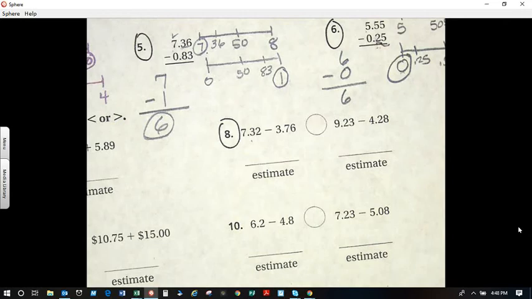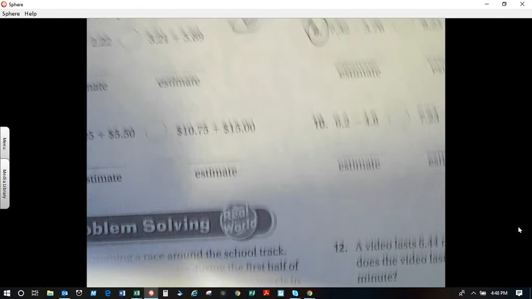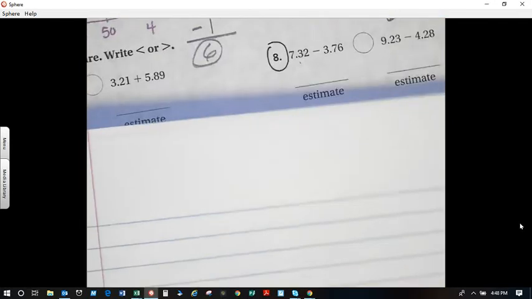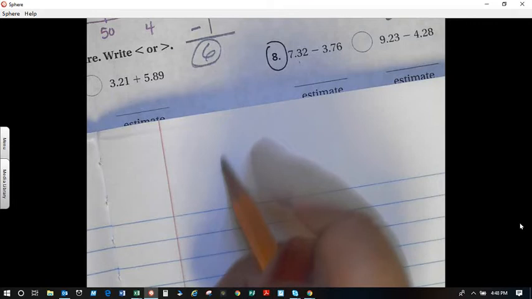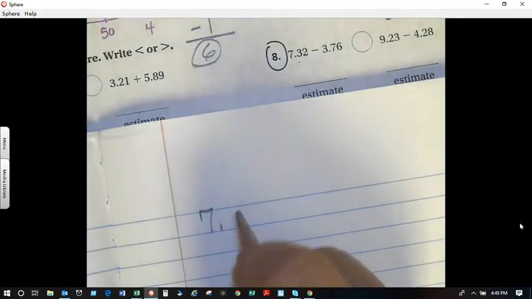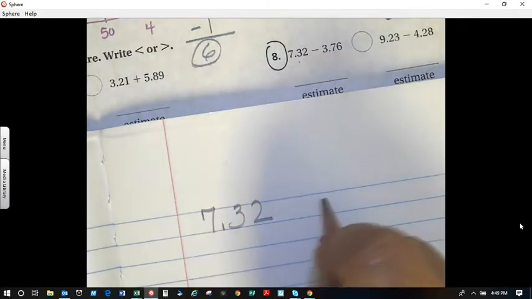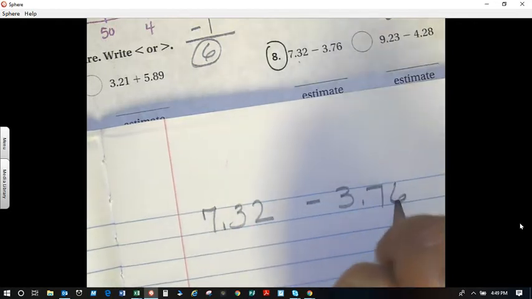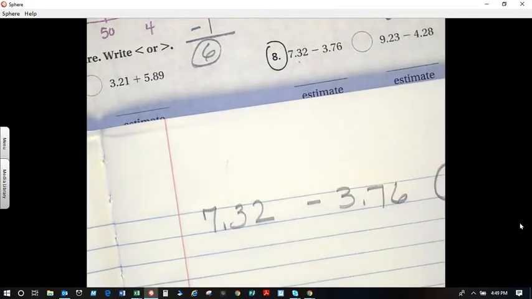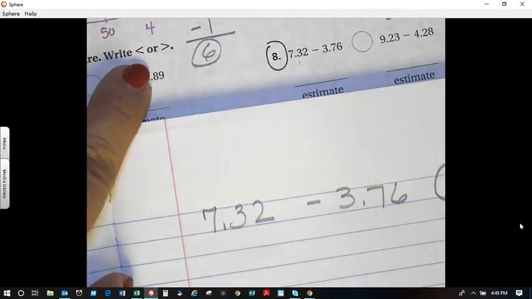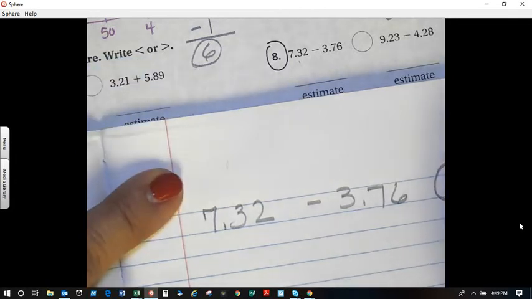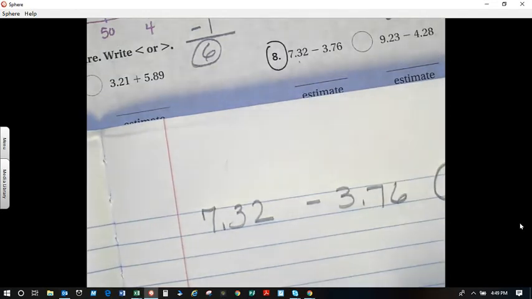So, as a matter of fact, let me do it this way. So I'm looking at the first problem. Let me scoot this up. I'm going to get some paper. And my question number 8 is 7 and 32 hundredths minus 3 and 76 hundredths. They got a circle because it's the way my inequality symbols are going to go, less than or greater than. And I have 9 and 23 hundredths minus 4 and 28 hundredths. It told me that I need to estimate first and then compare.